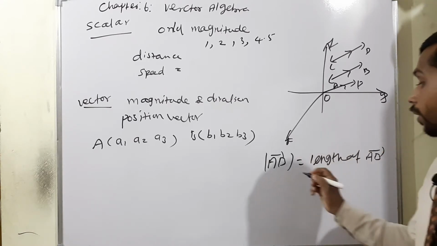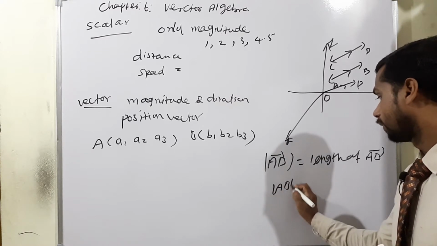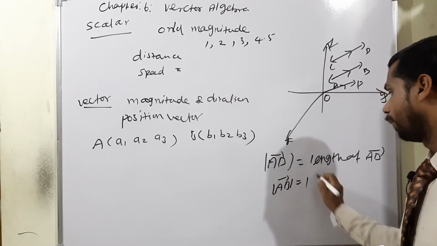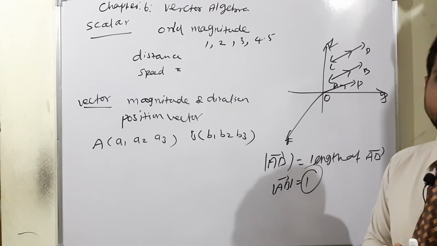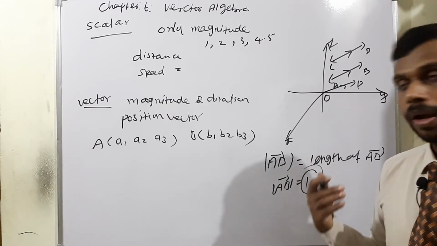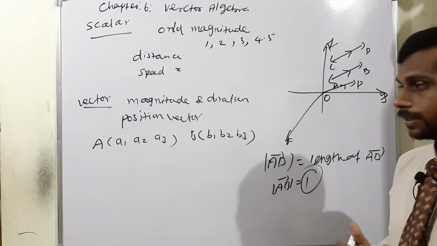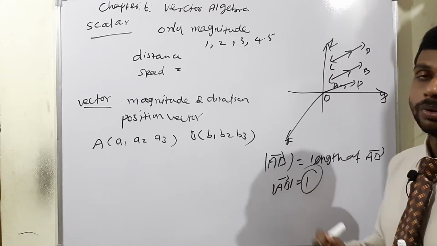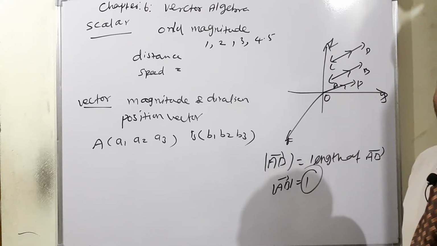Another important point: if the result of the modulus of AB vector is equal to 1, what is the meaning? Unit vector, isn't it? If you have the result modulus of AB vector equal to 1, that is called a unit vector.